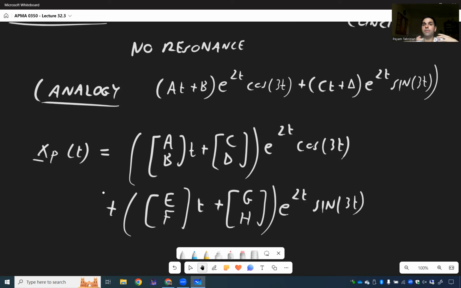So once again, I hope I can convince you how similar it is to scalar undetermined coefficients. It's exactly the same rules. The only difference is we have vectors instead of scalars. And next up, as you might have guessed, resonance.